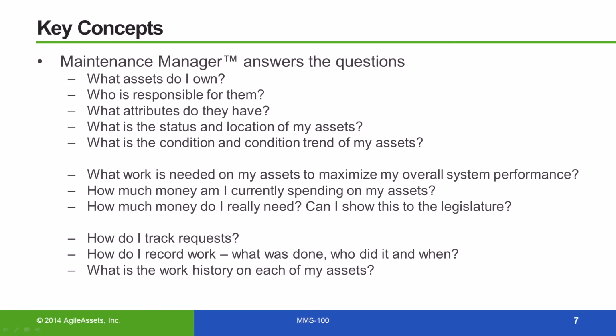What assets do I own? Who's responsible for them? What attributes do they have? What is the status and location of my assets? What's the condition and condition trend of those assets? What maintenance work is needed on my assets to maximize my overall system performance? How much money am I currently spending on my assets? How much money do I really need? And can I show that to the legislature?